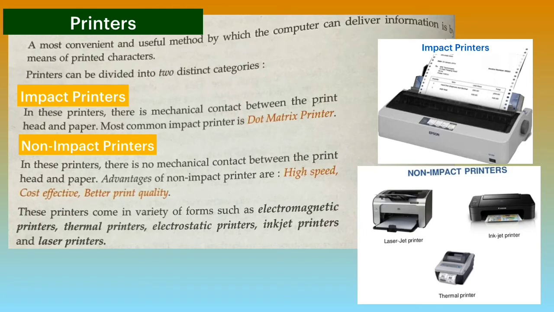The thermal printer has a carbon based mechanism. It has a carbon which actually gets heated to make the impression on the paper. That is the impact and the non-impact printers. Broadly, we classify them in these categories.